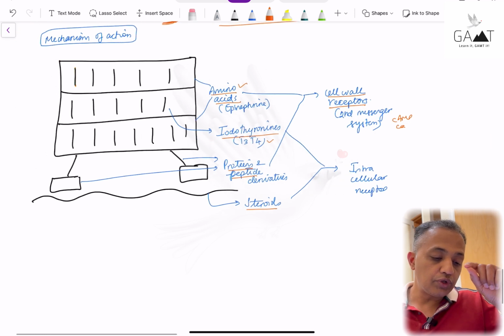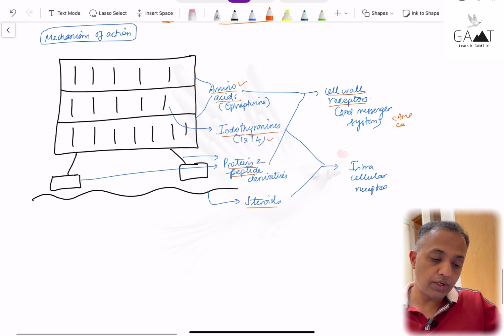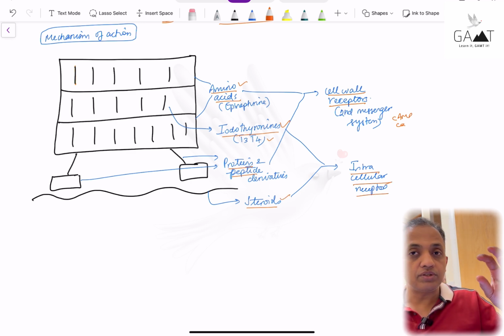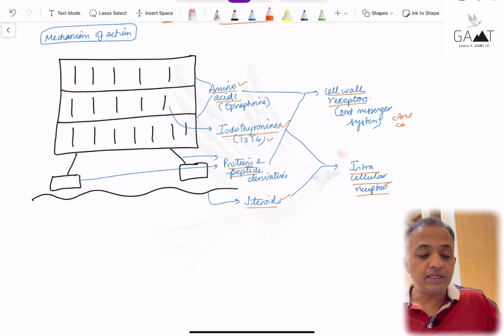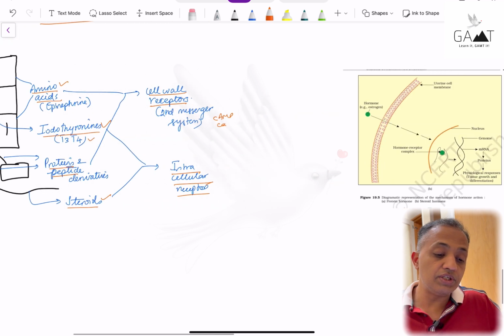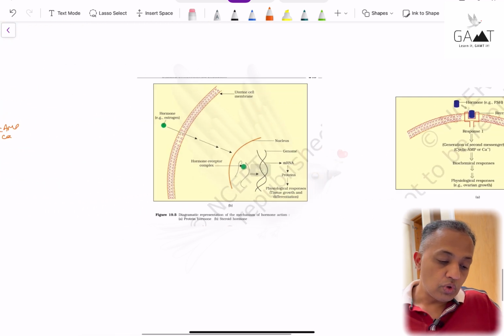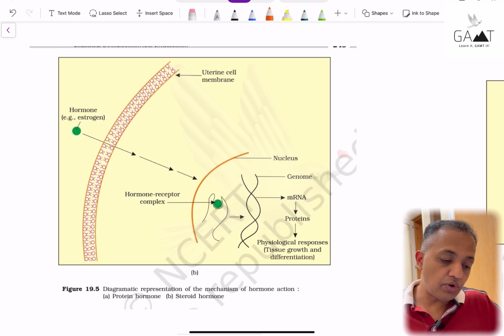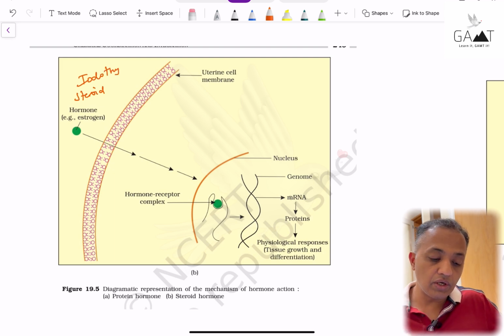Whereas the iodothyronines and steroid hormones have intracellular receptors. Sometimes the receptor is directly in the nucleus, so they act by going into the nucleus and stimulating gene synthesis or protein synthesis. This is an example of a steroid hormone or iodothyronine. They both have intracellular receptors and they go directly into the nucleus and cause translation of proteins.